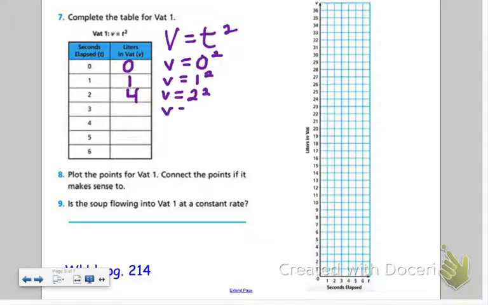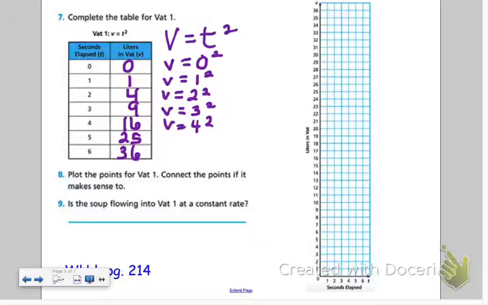Let's keep going. What if it's 3 seconds to the second power? That's going to be 9. So if 3 seconds has elapsed, then I've got 9 liters of soup. Now V equals 4 to the second power. 4 seconds has elapsed, and that means I now have 16 liters of soup. And you can continue to complete the rest of this table using that equation V equals T squared. So then this would be 25, this one would be 36.